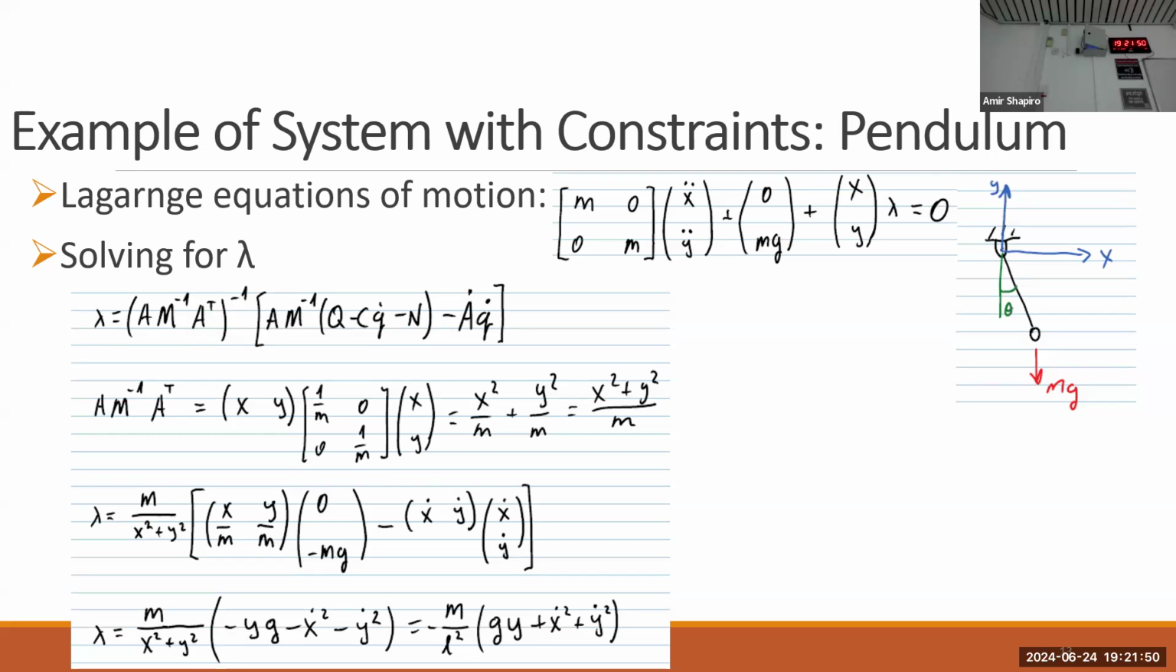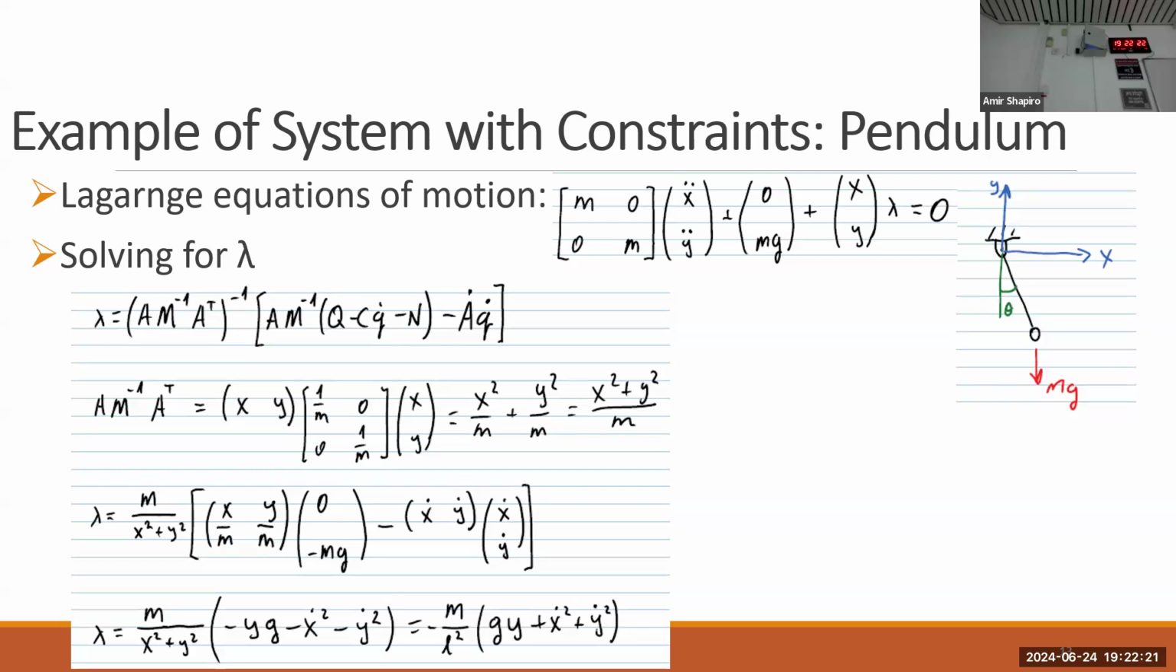And so we have this here, this is to the minus one, so it's the inverse of this. It's m over x square y square. Now we have A m minus 1. A is xy, so A m minus 1 is xy times this matrix, only this. So it's x over m, y over n.